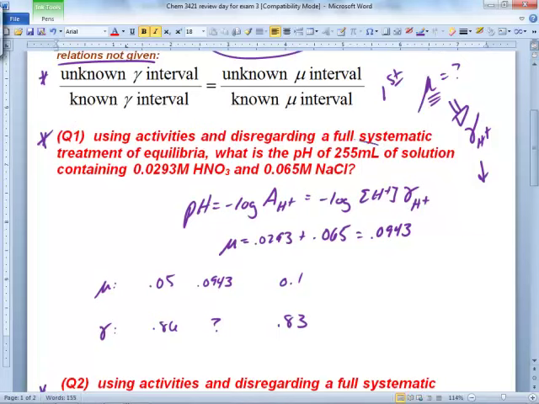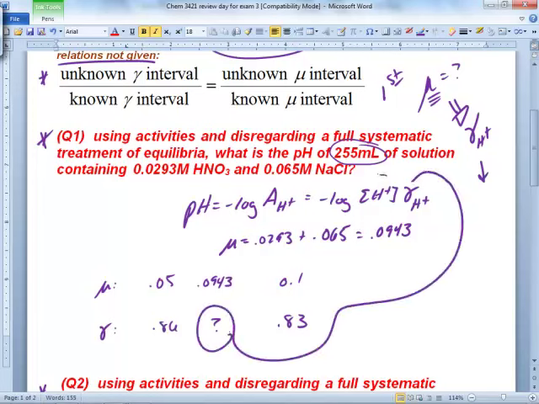No, you wouldn't, would you? What are you going to use for that? Because you're going to find this one by interpolating, right? And what's this one going to be? What's the concentration of H? It's 0.0293, right? Because it's a strong acid.